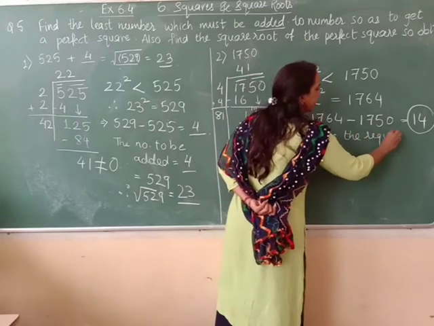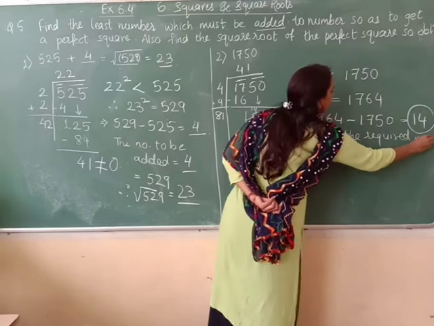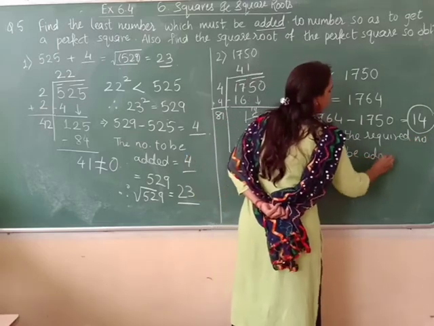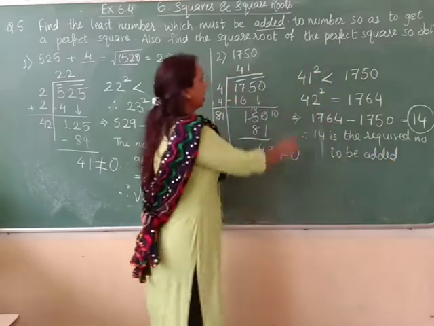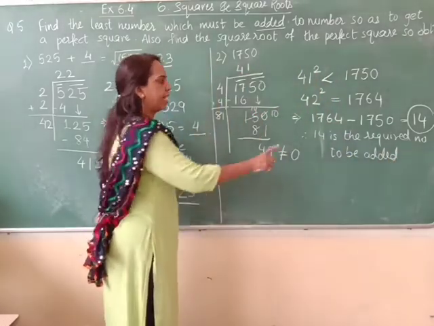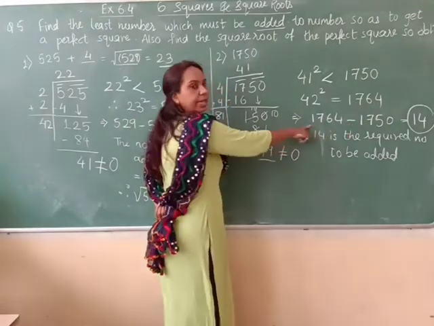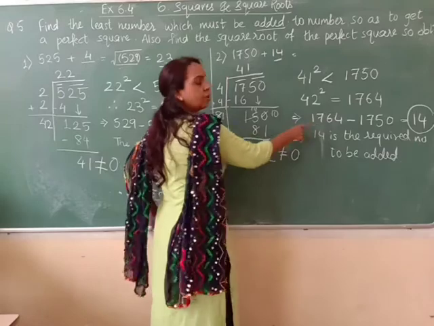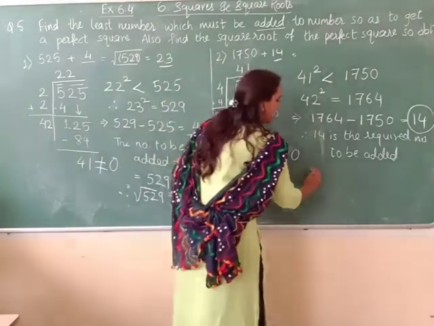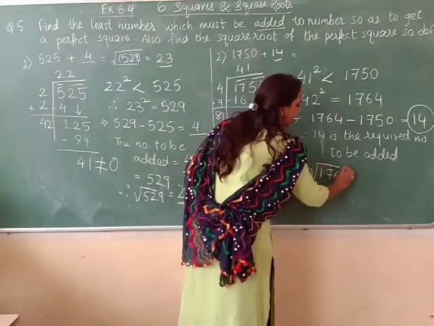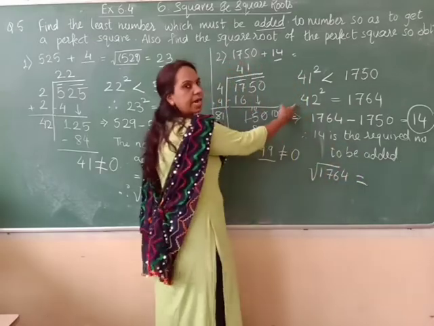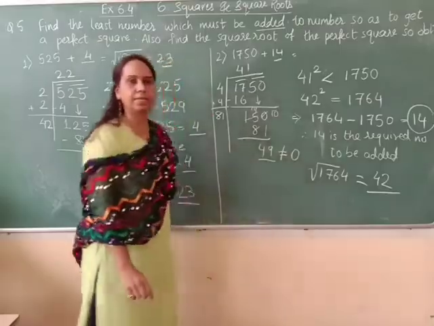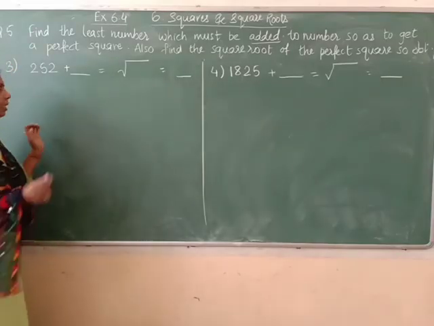The required number to be added to this number is 14. When we add 14 to this number, it gives 1764, and the square root of 1764, we already know, is 42. Clear? Question number 3, 252.